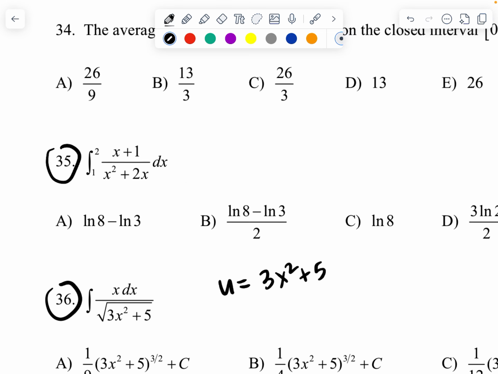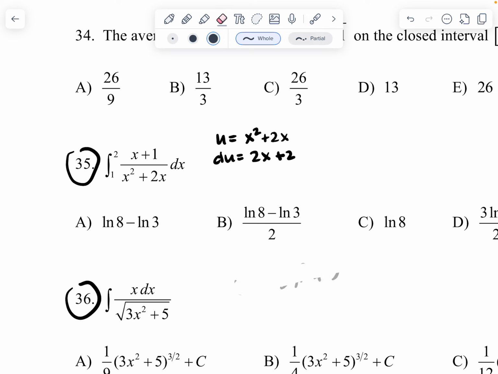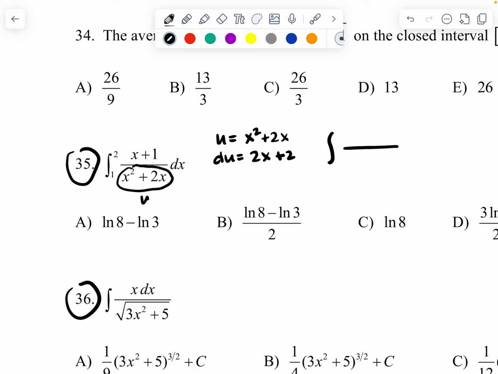Okay, so this is just a basic u sub question. So if your u equals the bottom there, the x squared plus 2x, that means that your du is going to be 2x plus 2. Ooh, I love this question. It's actually kind of cute. Okay, so let's see if we do the substitution here. So I'm going to have the integral. Okay, on the bottom, I have that x squared plus 2x, so all of this became your u. Okay, and then, I forgot my dx, sorry.